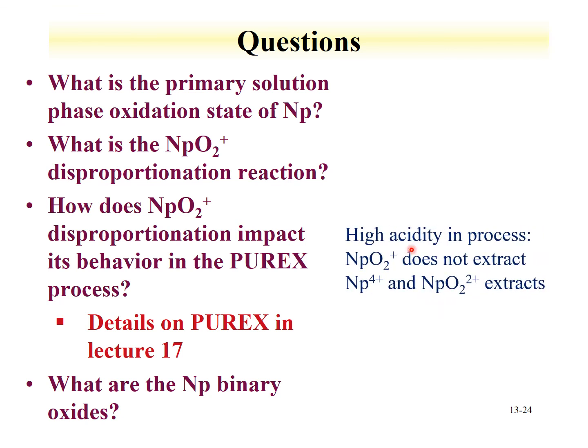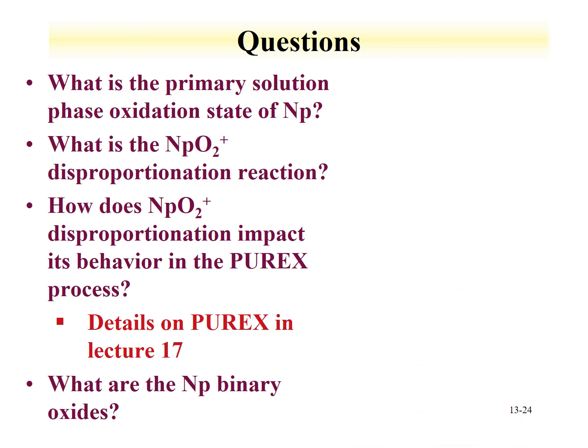So in this high acidity process, Neptunium-5 does not extract, while Neptunium-4 and 6, like plutonium-4 and uranium-6, extract in the PUREX process. So if neptunium undergoes disproportionation, it can actually go in both the aqueous and the organic phase of the process.